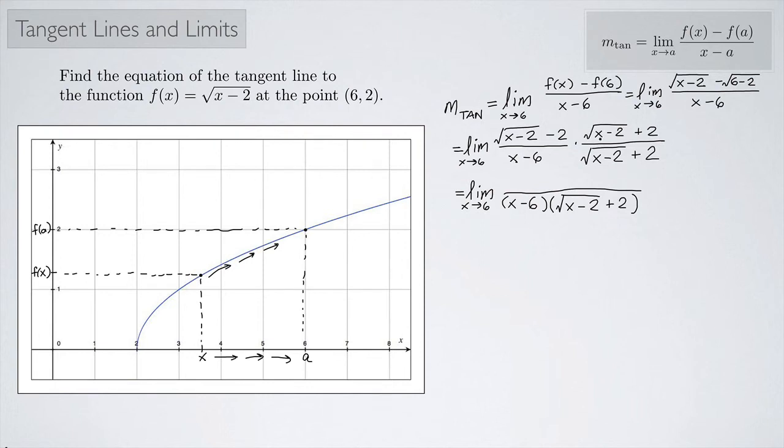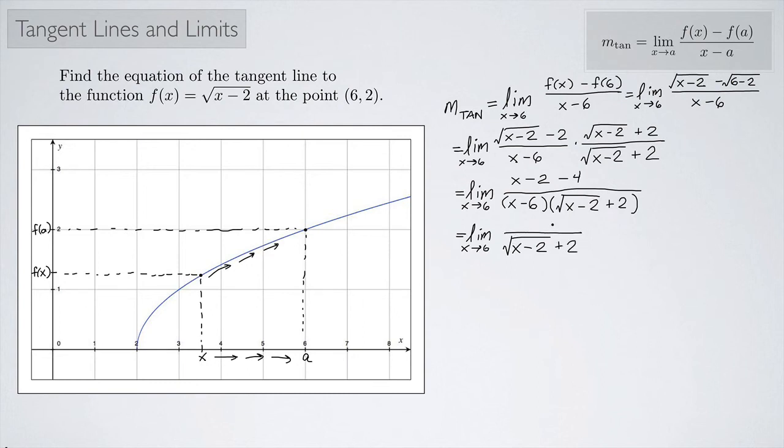So square root of x minus 2 times square root of x minus 2 is plain old x minus 2. And then I'm going to get square root of x minus 2 times positive 2, and I'm going to get square root of x minus 2 times negative 2. Those are going to cancel. And lastly, I'm going to have negative 2 times positive 2. That's going to be negative 4. And so you see that the top is really x minus 6, and that's going to cancel with this x minus 6. So this is really just the limit as x approaches 6 of 1 over the square root of x minus 2 plus 2.